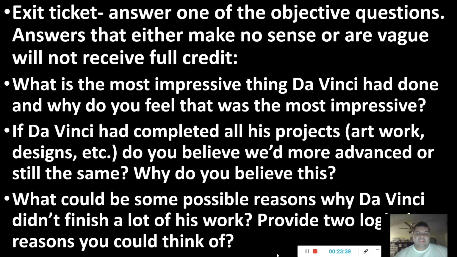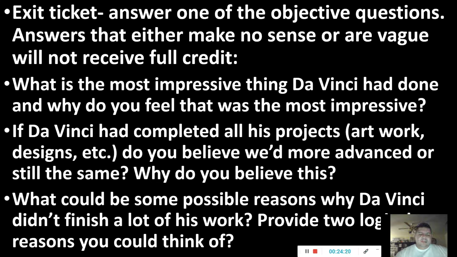Now we come to your exit ticket. So you pick one of these three questions. First one is, what is the most impressive thing Da Vinci had done? Why do you feel that was the most impressive? So was it his designing weapons, his anatomy stuff? Was it his painting, his sculptures, stuff like that? What do you think is the most impressive thing? Second one is, if Da Vinci had completed all his projects, and I'm talking about his artwork, his design, his weaponry, all that stuff, do you feel we'd be more advanced or would we be still the same? And why do you think that way?